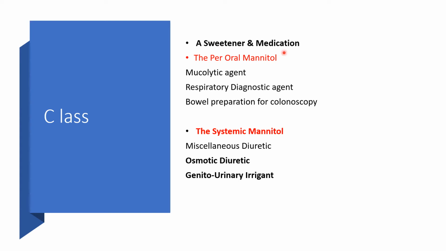But today, it's going to be centered around the fact that it is a medication. One could be per oral mannitol that will be helpful as a mucolytic agent, respiratory diagnostic agent, or for bowel preparation for colonoscopy. I'm not going into this today. So the focus will be on the systemic medication, systemic mannitol. In that case, it is a miscellaneous diuretic, specifically an osmotic diuretic agent. It's also a genito-urinary irrigant, meaning for irrigation of the genito-urinary region.